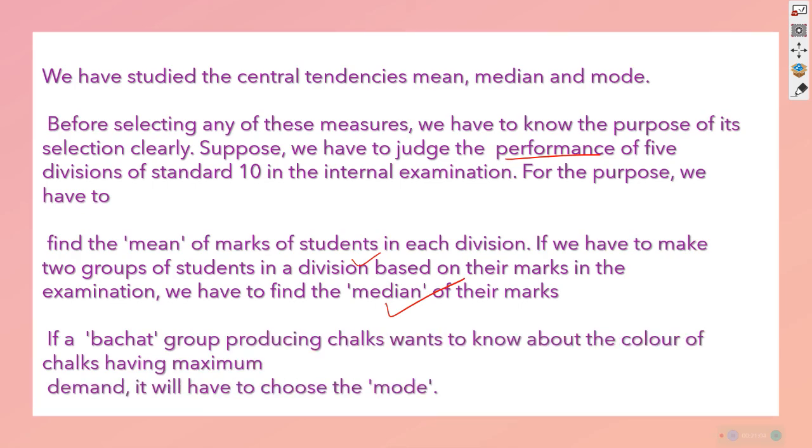And तीसरा एक सिचुएशन है, बचत ग्रुप इज प्रोड्यूसिंग चॉक्स. बचत ग्रुप का काम चौक बनाता है. It wants to know about the color of the chalks having maximum. Which color का चौक ज्यादा है? That is, which color of the chalk the people have demand for. कौन सा color का chalk का demand है? That color is said to be the mode of that particular data.